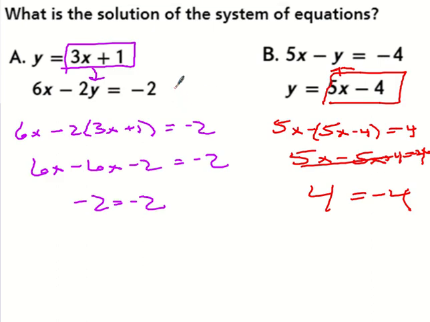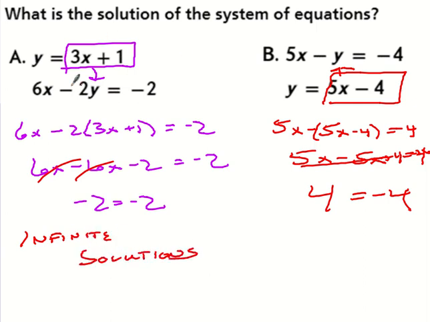Okay, so this one, you would have noticed, might have been a unique case. Hopefully we recognize what happens here. I plugged in 3x plus 1 for y. Then I solved, but my 6x minus 6x cancel each other out, and I was left with negative 2 on the left and negative 2 on the right. This means these are the same line, and whenever the left side is just equal to the right and the variables cancel out, there are infinitely many solutions. So they are the exact same line.